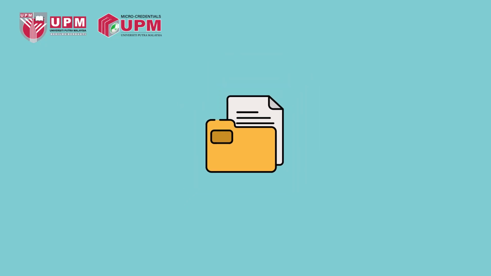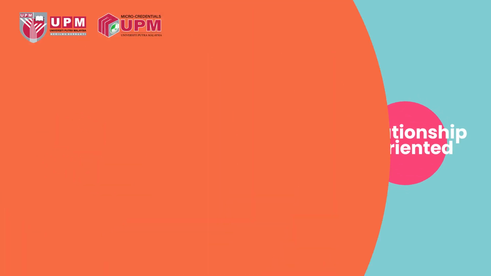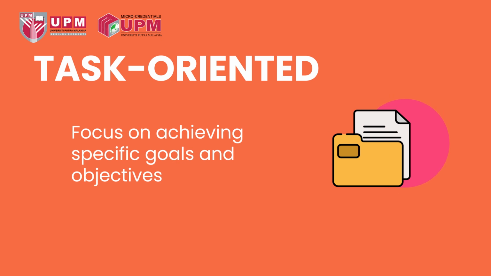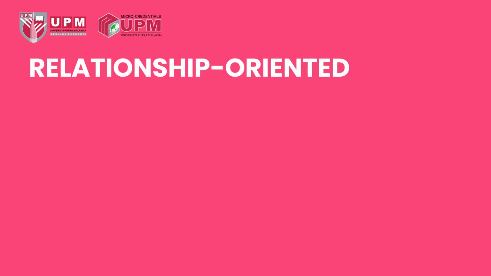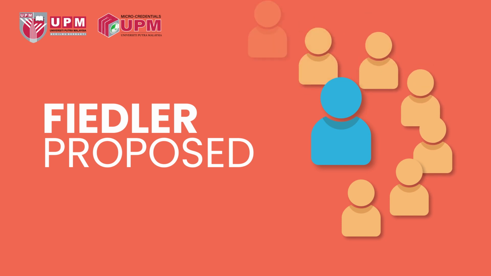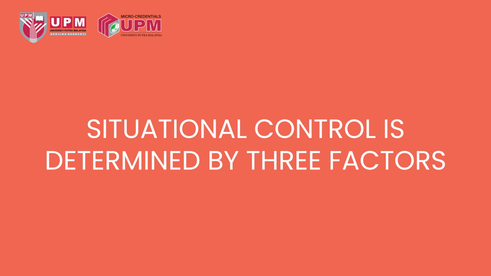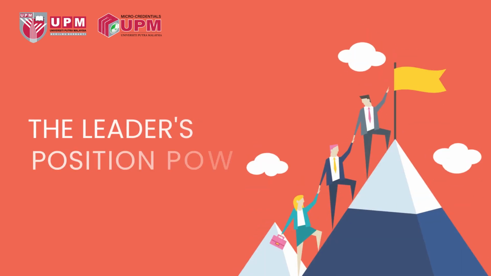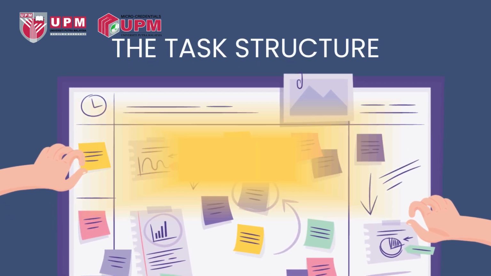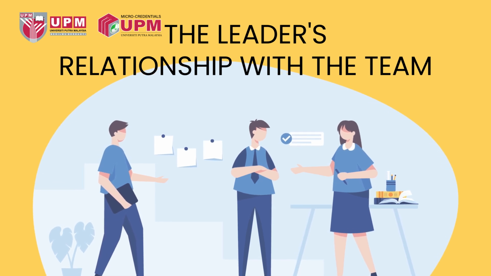According to Fiedler's theory, a leader's style can be classified as either task-oriented or relationship-oriented. Task-oriented leaders focus on achieving specific goals and objectives, while relationship-oriented leaders prioritize building and maintaining positive relationships with their team members. Fiedler proposed that the situational control is the most critical factor in determining leadership effectiveness. Situational control is determined by 3 factors: the leader's position power, i.e., formal authority, the task structure, i.e., the clarity and complexity of the task, and the leader's relationship with the team, i.e., the level of trust and respect the team has for the leader.